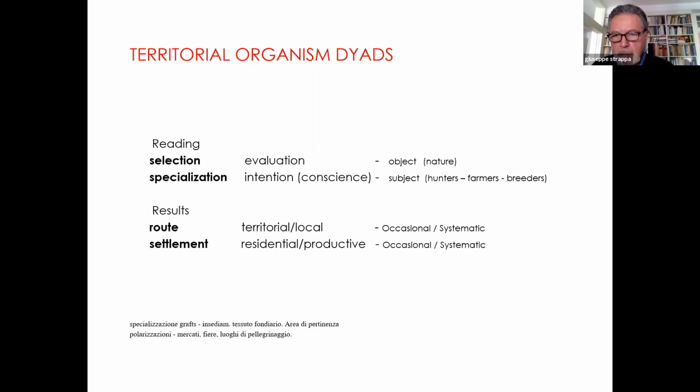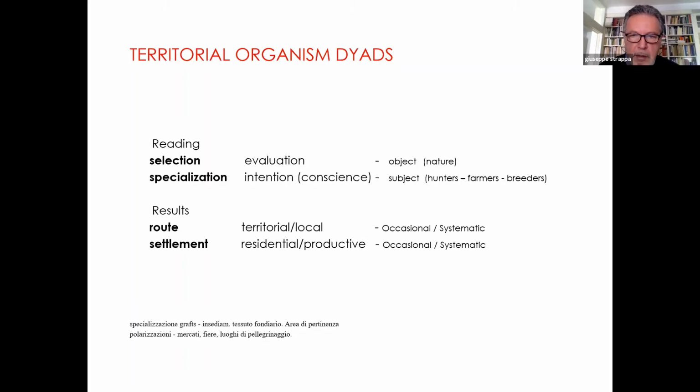At the beginning, they are formed without a systematic intention by the subject, and afterwards the structure links together all the different roads in a way in which all the system is structured toward the same end. And the other term of the dyad is the settlements, the residential or productive place in which the man, crossing the territory, stops, puts his house, and organizes a productive area. And this could also be occasional or systematic.